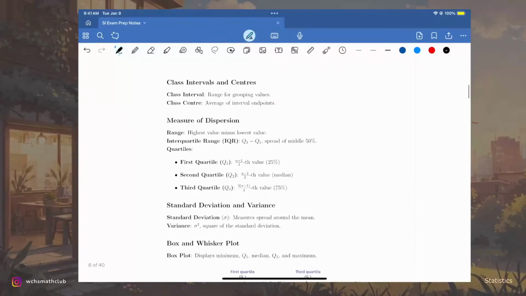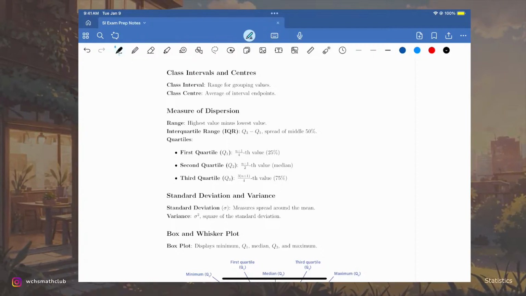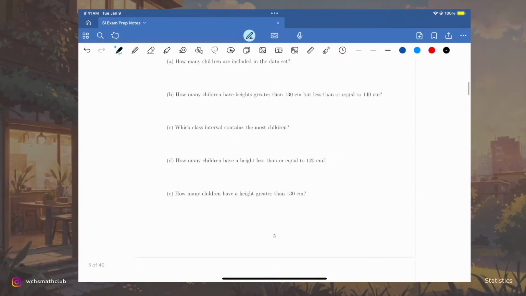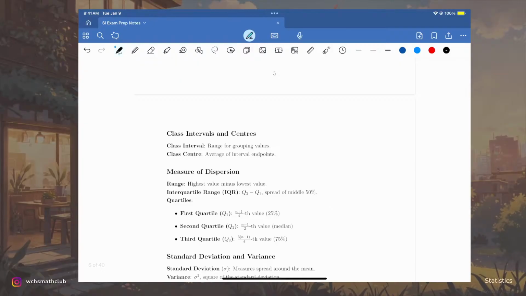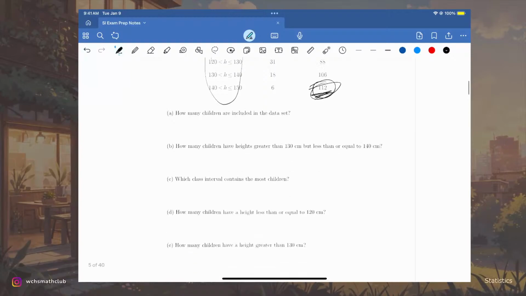And then next is some more vocabulary. So remember when I talked about the different groups that there are? The class interval is the range of those groups. For example, if we go back to here, you see 90 to 100 could be one of the intervals. The range would be 10 because from 90 to 100 is 10 values.